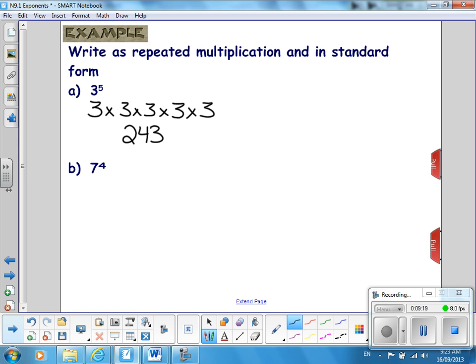7 to the exponent 4. 7 is our base, so that is what gets repeated. The exponent tells us how many times we repeat it. So 7 times 7 times 7 times 7 is 2,401.